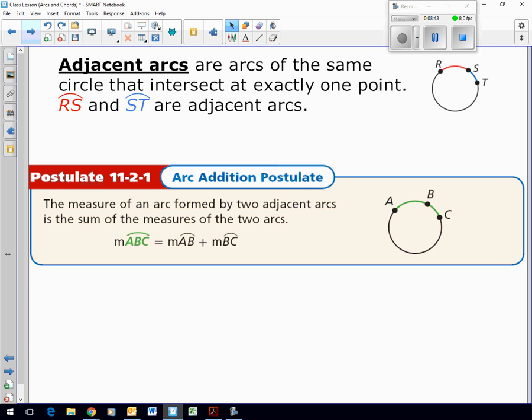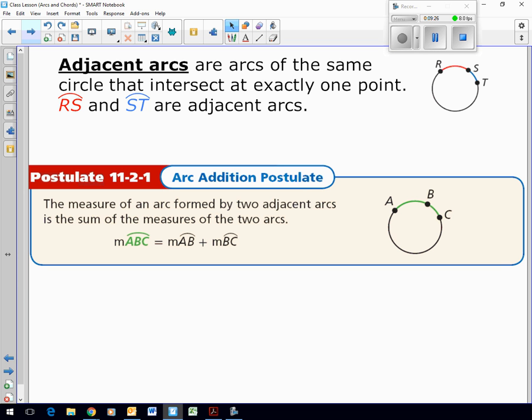Alright, the adjacent arcs. Okay, adjacent arcs are arcs of the same circle that intersect at exactly one point. Arc RS and arc ST are adjacent arcs. The reason adjacent arcs are important is all because of our arc addition postulate. The measure of an arc formed by two adjacent arcs is the sum of the measure of the two arcs. Okay? Let's kind of make our way through this real quick. It should be really common sense, guys. If you go from RS and then you go from ST, you really have two arcs, right? You have arc RS and then you have arc ST.